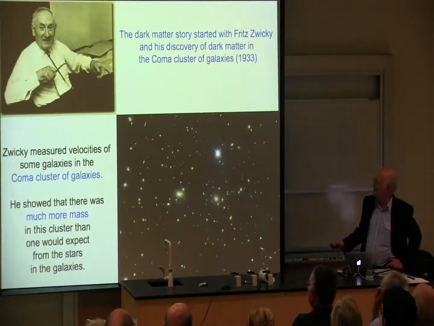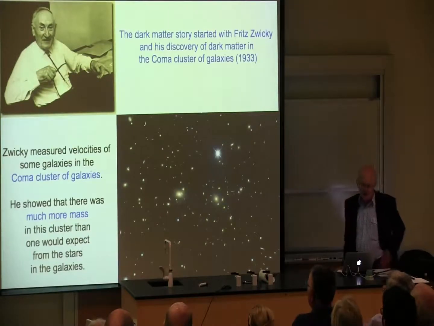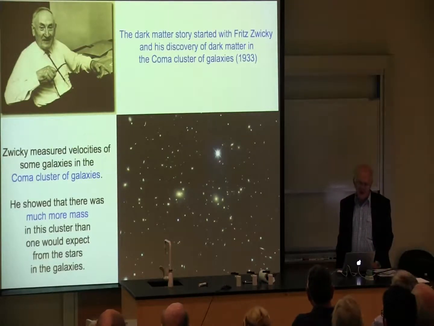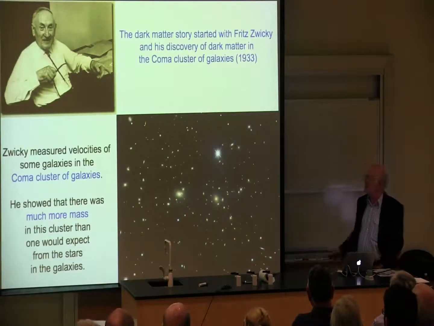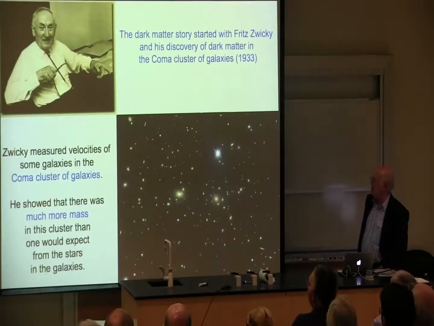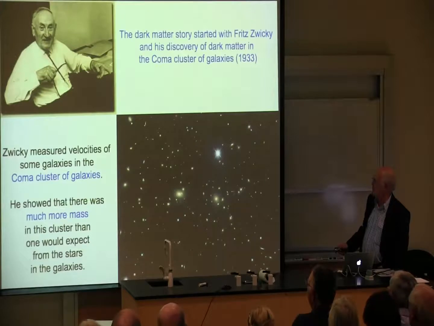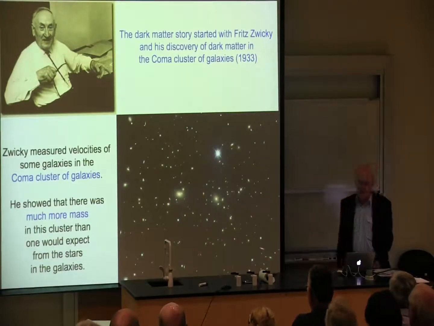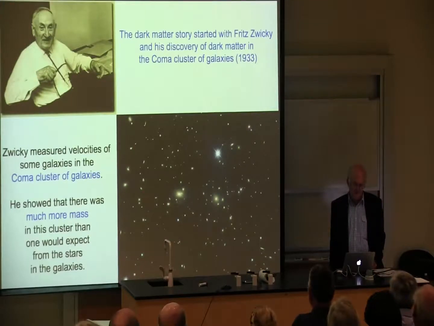He measured 16 galaxies in the Coma cluster of galaxies. He then did a calculation, which is exactly the sort of calculation we would do today, and as far as we can tell, he got everything right. He showed that there was much more mass in this cluster than we would expect just from the stars in the galaxies alone, by about a factor of 20.